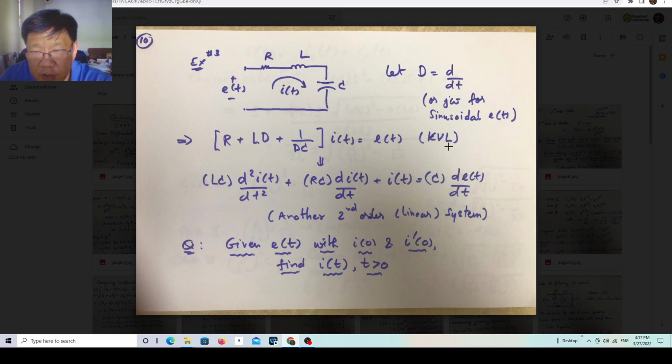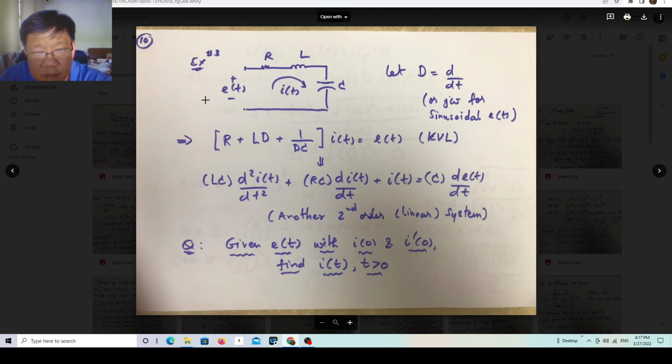Certainly we use the Kirchhoff voltage law again. For easier notation, we add what we call the D operator, the capital D operator as d by dt. If you studied this in an electrical engineering class, you might substitute the D operator by j omega for a sinusoidal source.